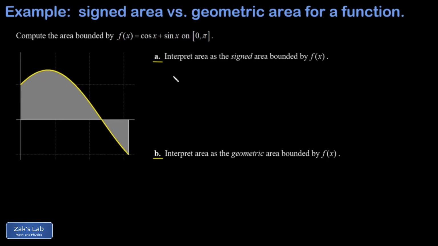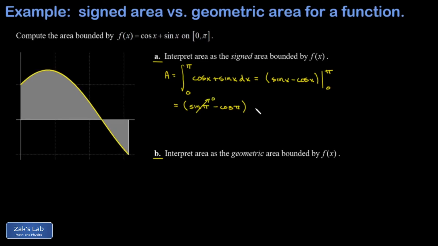So in the interpretation of part A, the signed area, that's just the definite integral on the interval that we were given. So I have the integral from 0 to pi of cosine x plus sine x dx, and I simply guess the antiderivatives of each of those terms in the integrand. And the next thing to do is to evaluate across the limits of integration, so I plug in the pi for the upper limit, and I've got a sine pi minus cosine pi, and immediately I see the first term vanishes. The sine of pi is 0.